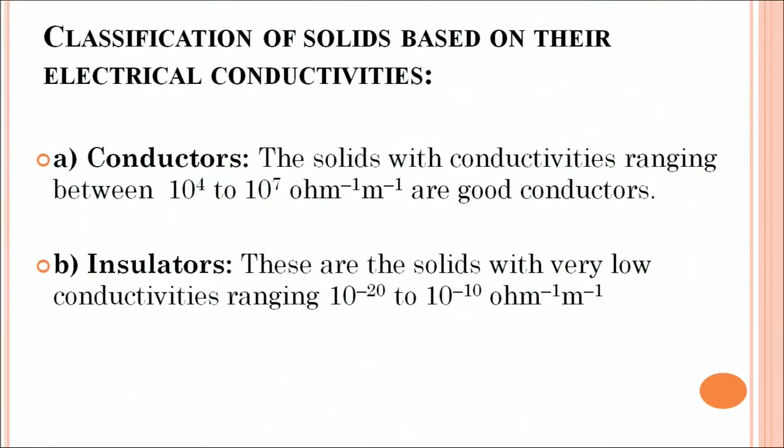Now, let us classify the solids on their electrical conductivity. As we know, the solids which have conductivity ranging between 10 to the power 4 to 10 to the power 7 ohm minus 1 meter minus 1 are the good conductors. Insulators are those solids which have very low conductivity, ranging from 10 power minus 20 to 10 power minus 10 per ohm meter.